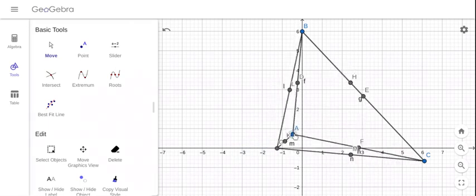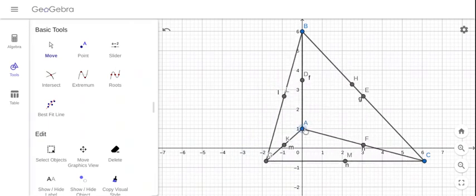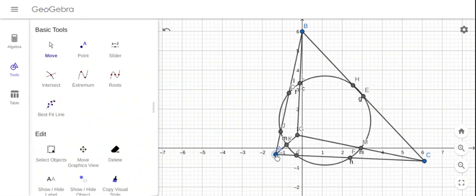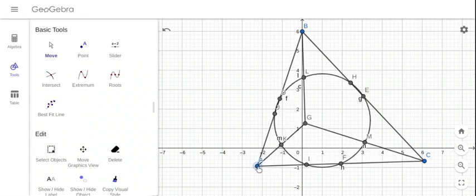Let's see what happens if it is an obtuse angle triangle. For some reason GeoGebra won't show me, but if you try to do it on paper, you will see that some of the points will lie outside the triangle, and this 9-point circle will still exist with the majority part of the circle being outside of the triangle.